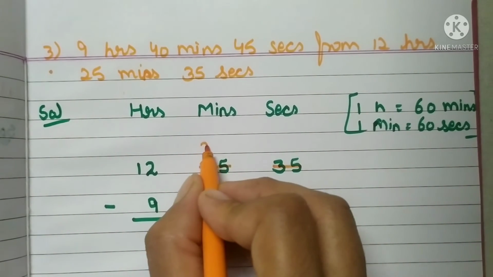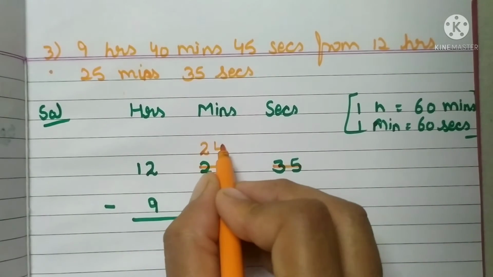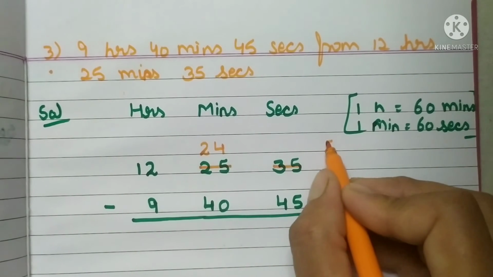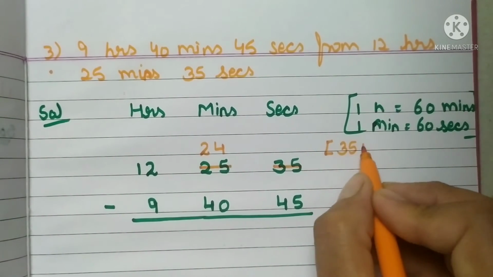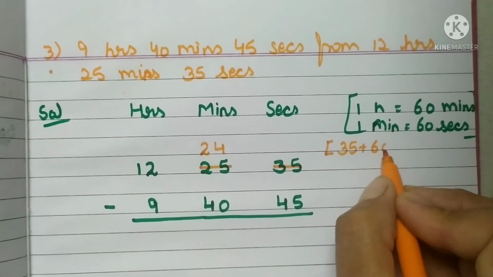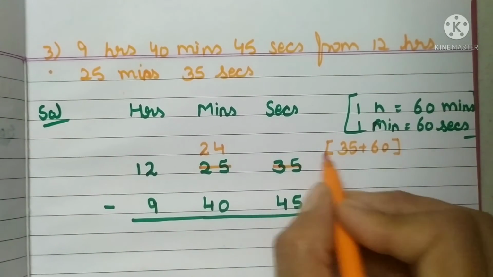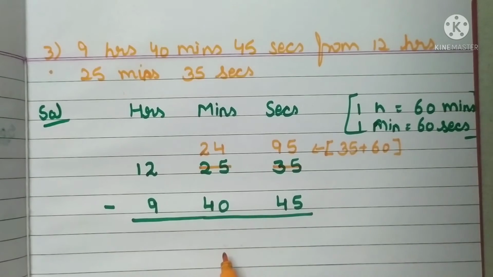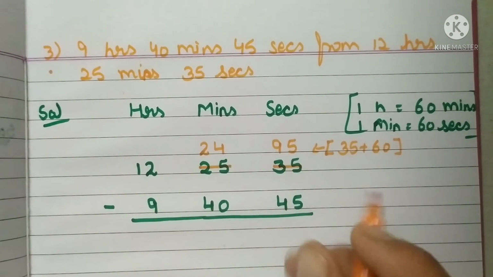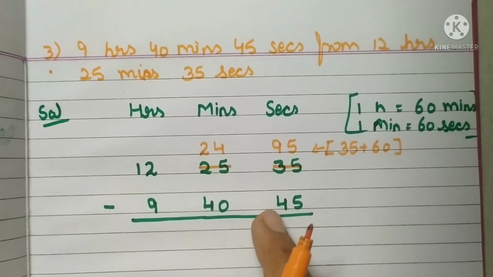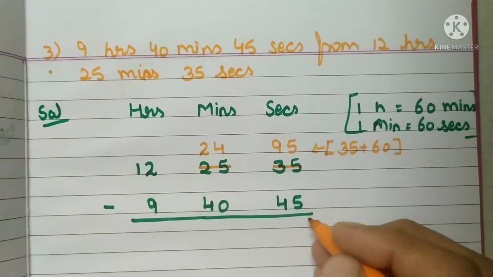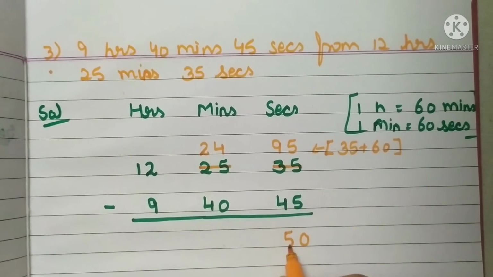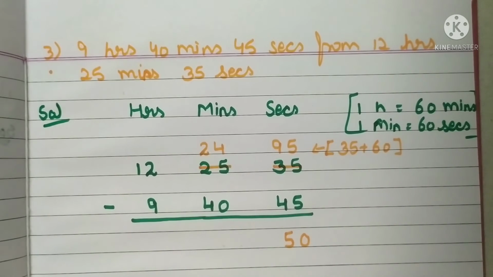So what will remain? 24 will remain here. And what happens to this 35? What will we add in 35? 1 minute, which is equal to 60 seconds. So how much will we have here? It will be 95 here. Now it will be easy to subtract, because from 95 seconds we can subtract 45 seconds. So 5 minus 5 is 0. 9 minus 4 is 5. So the answer is 50 seconds here.